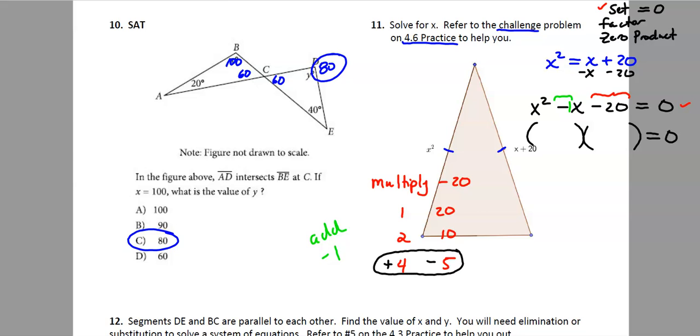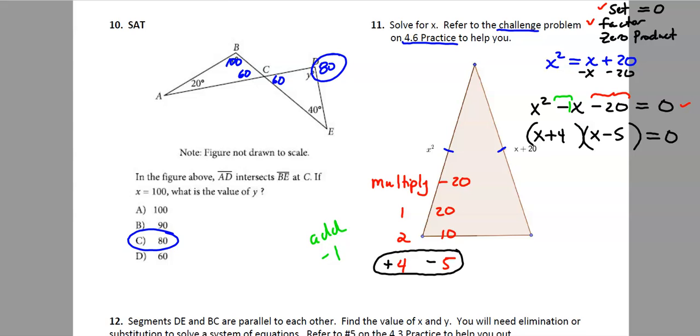Now that's not the answer, but that's the combination that I can put inside these parentheses. So x plus 4 times x minus 5. If you were to use FOIL or double distribute, it would check out. Well now, the factoring's done. I've got my two factors.